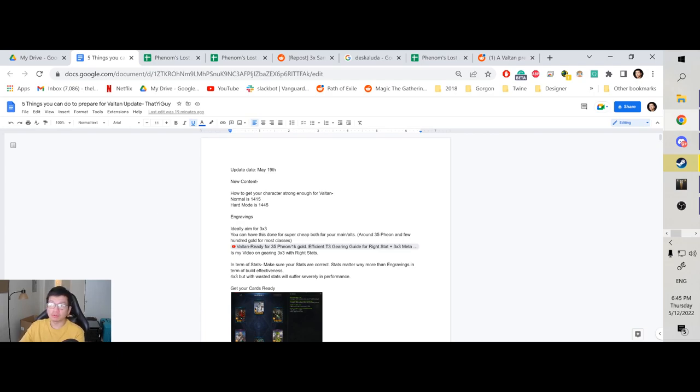The normal mode is going to be 1415 and the hard mode is going to be 1445. If you don't have the gear score for it right now, if you don't have it when the time comes, don't stress out. It's going to be around for a long time and it's just something to work towards. But even before you get there, you can do other things to prepare.